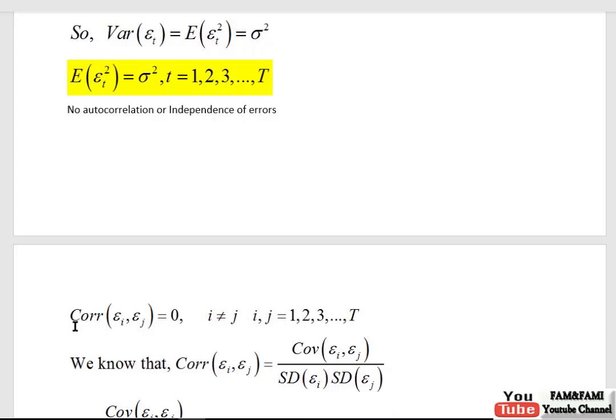CORR stands for correlation. This is also a notation to denote the correlation. So correlation of epsilon i and epsilon j. You can replace these subscripts with, let's say, i is 1 and j is 2. So epsilon 1 and epsilon 2, their correlation is 0.